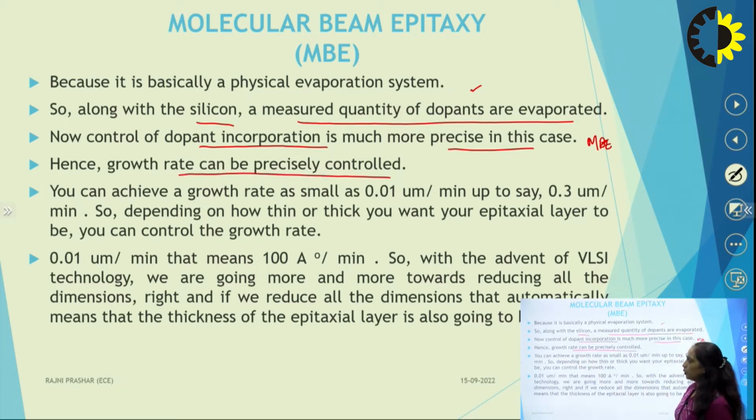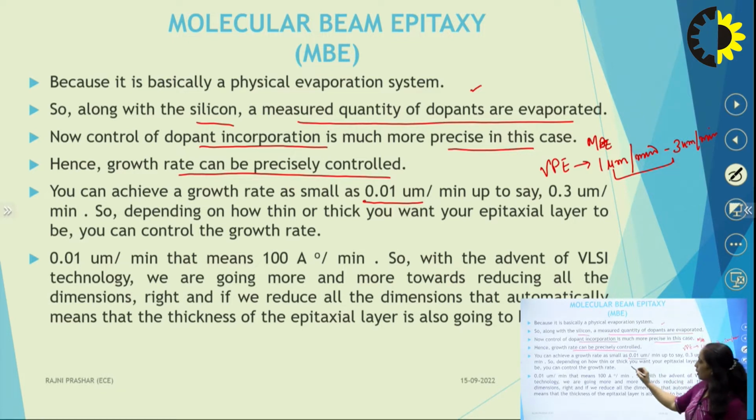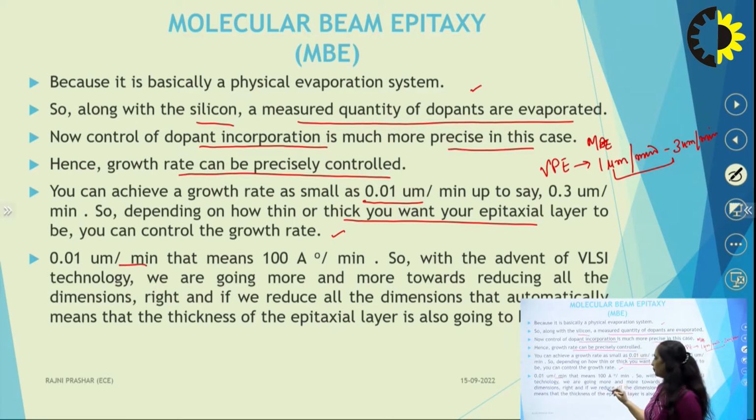So you can achieve a growth rate as small as 0.01 micrometer per minute. But in case of VPE, it was 1 micrometer per minute, 1 to 3 micrometer, right? And that is very high in case of VLSI technology. So depending upon how thin or thick you want to grow the epitaxial layer, we can control the growth rate. So this 0.01 micrometer per minute states that it is 100 Angstrom per minute.